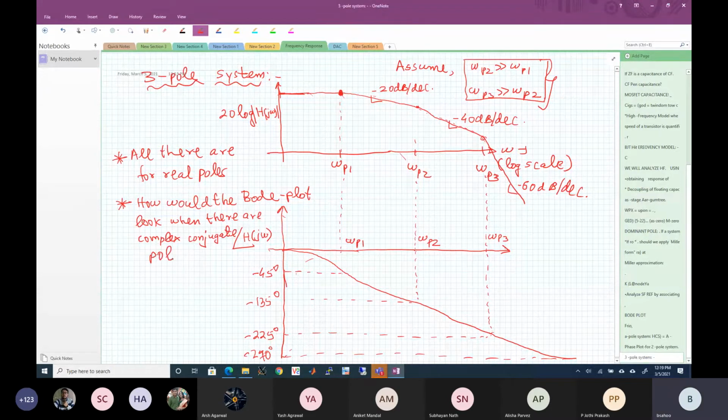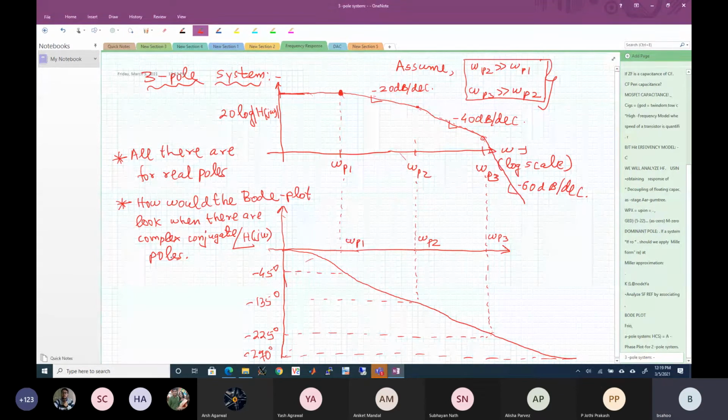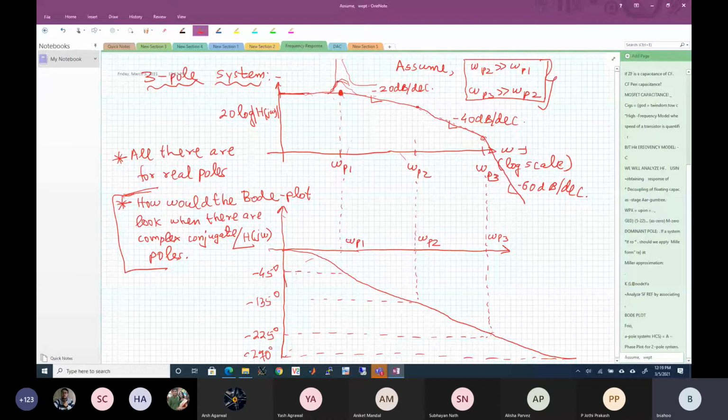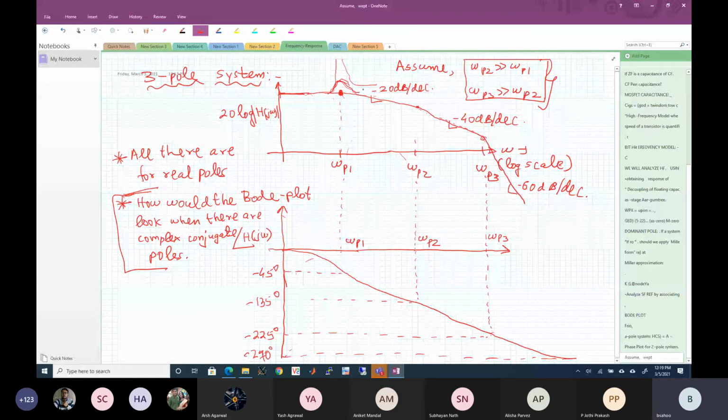I'll give some homework in which you are going to do a MATLAB exercise. Am I clear? So you need to do this in the homework. So you will see some peaking and all. If there is a complex pole, you will see that this will go up and then start coming down. And if it is an imaginary pole, it will reach infinity and come down like that. Okay, there will be resonance at that point. So that's called resonance. So it will go like this and it will start coming down. Okay, so any questions on the poles and how to draw the Bode plot?